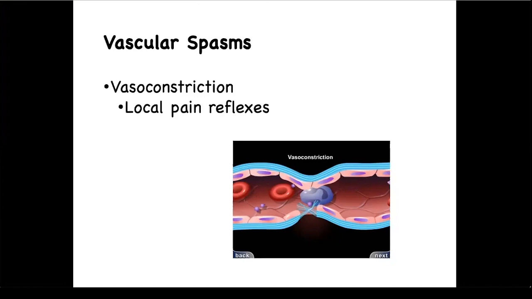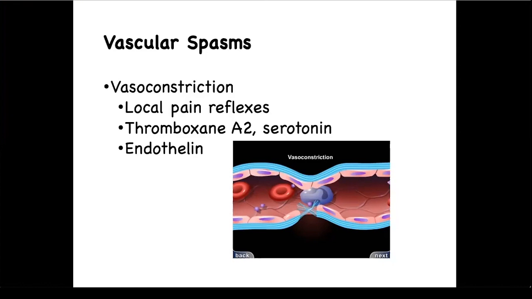Local pain reflexes. This involves the autonomic nervous system. Two chemicals released by activated platelets, thromboxane A2 and serotonin, as well as the chemical released by the endothelium when it is damaged, endothelin.